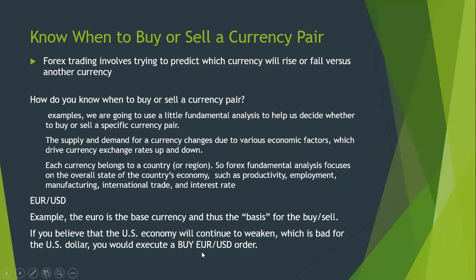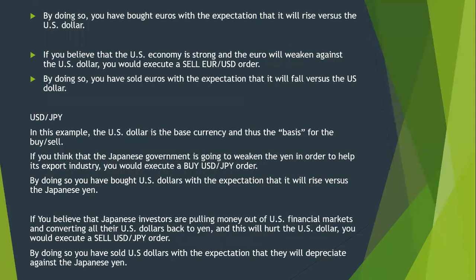You will execute a buy EUR/USD order. That means the Euro is gaining strength while USD is losing strength. So when you buy Euro while USD is lower, you will make money because the price will rise. That's the main purpose of this. By doing so, you have bought Euro with the expectation that it will rise versus the US dollar.